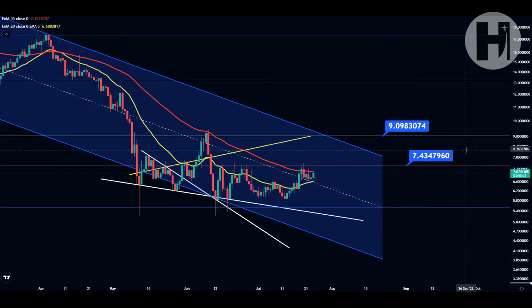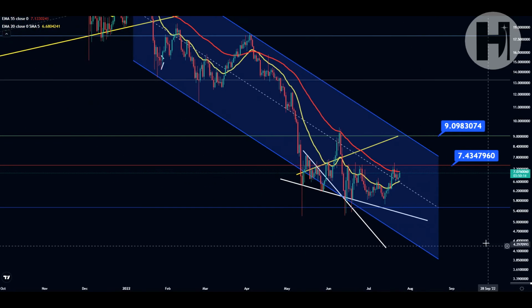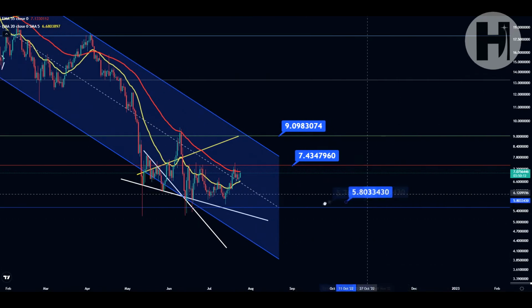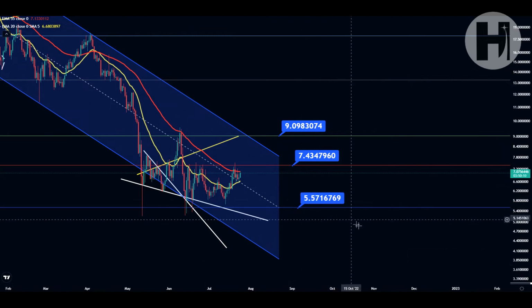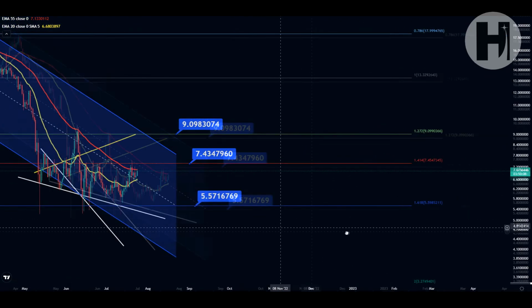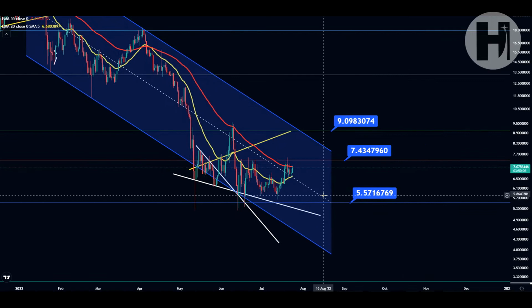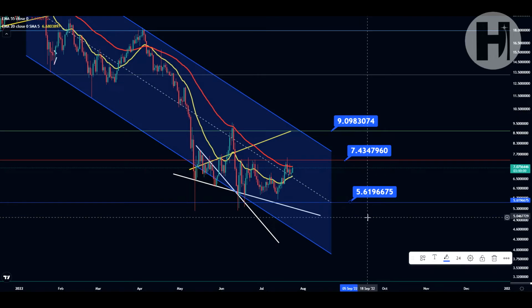Now, on the contrary, if we have a pullback, we have a capitulation, we have a black swan event out of nowhere, you could look at more downside. And the first level, obviously, being here the 1.618 at $5.60. So I would have my buy ins or my limit buy orders slightly above this level. So maybe $5.62 just to be safe.